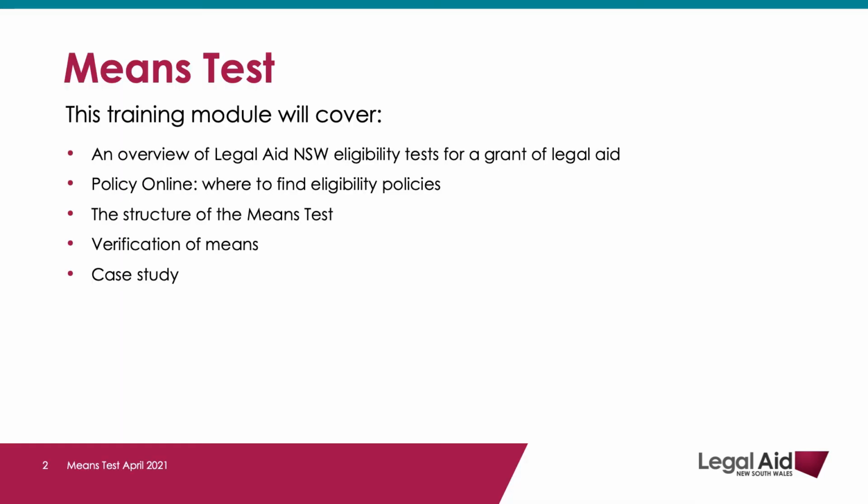This training will provide you an overview of the Legal Aid New South Wales Means Test. The Means Test is one of 4 eligibility tests that we use when determining an application for legal aid. This training module will show you where to find the detail on the Means Test on Policy Online. It will provide an overview of the structure of the Means Test and whose means are considered. It will then explain what Legal Aid New South Wales requires in order to verify an applicant's means. Finally, it will go through a case study.